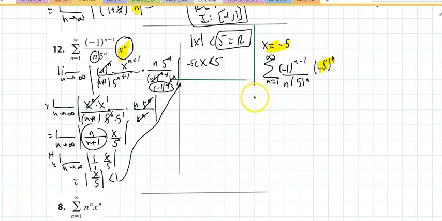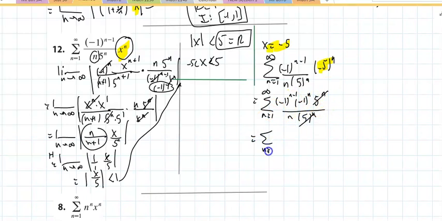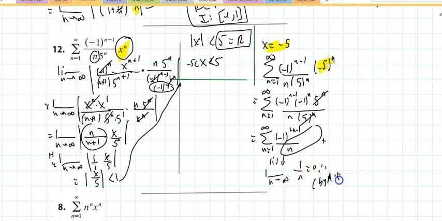And if I look at that closely, that's the series n equal 1 to infinity, negative 1 to the n minus 1, negative 1 to the n, times 5 to the n over n times 5 to the n. Well, those cancel out. And if I combine those, that's the series n equal 1 to infinity, negative 1 to the 2n minus 1 over n. This is positive, decreasing. The limit as n approaches infinity of 1 over n equals 0, therefore converge by alternating series test.